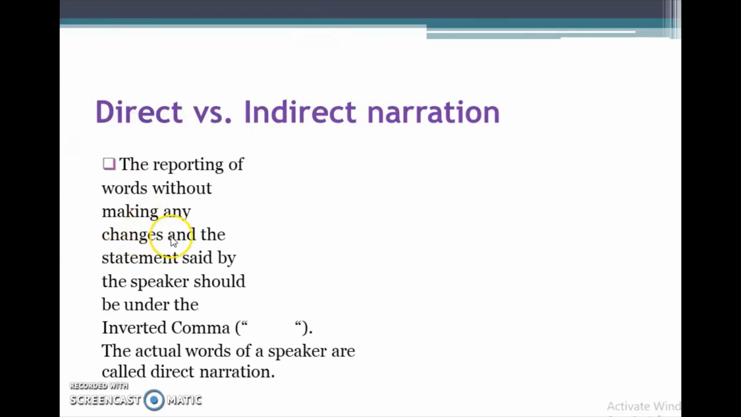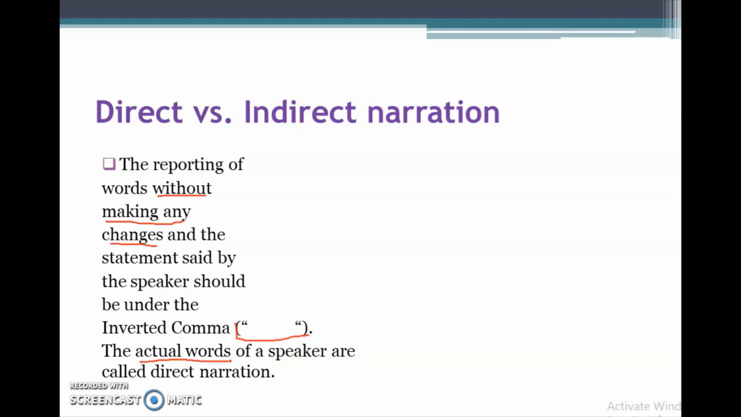What is direct speech? Direct speech is the reporting of words without making any changes. When we report the words of a speaker without making any changes, the statement said by a speaker should be under the inverted commas, enclosed in inverted commas. That will be direct speech. Or the actual words of a speaker are called direct speech. If we use the actual words of a speaker without changing those words, we will be narrating in direct speech.